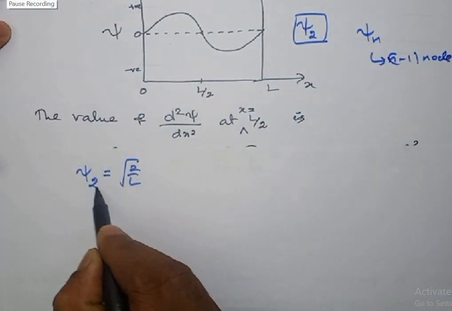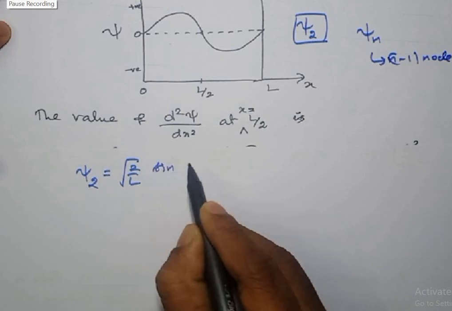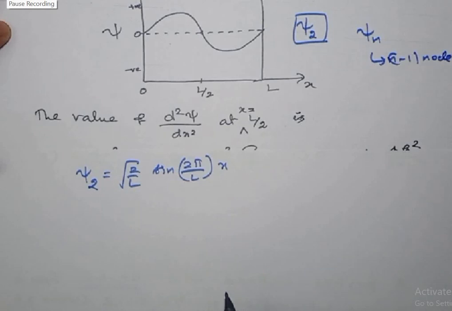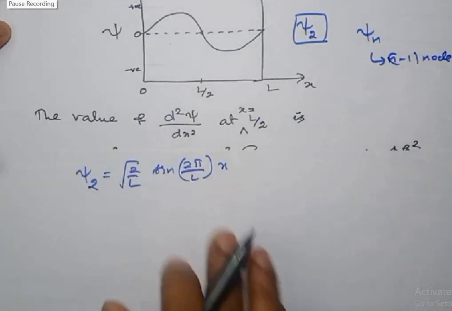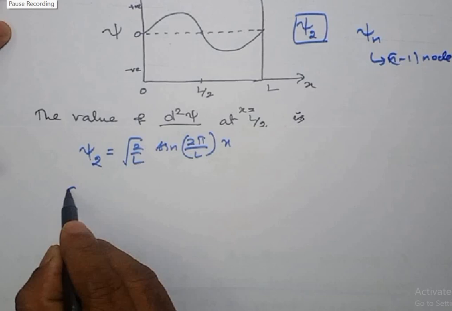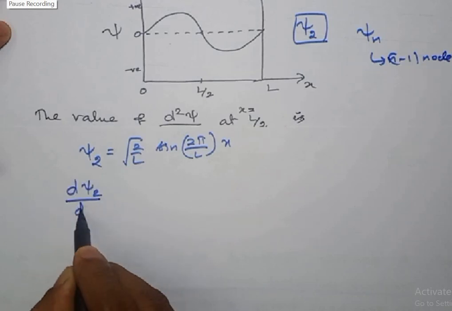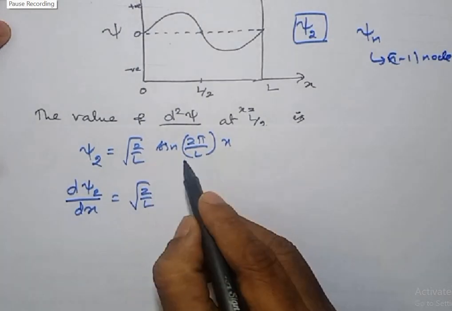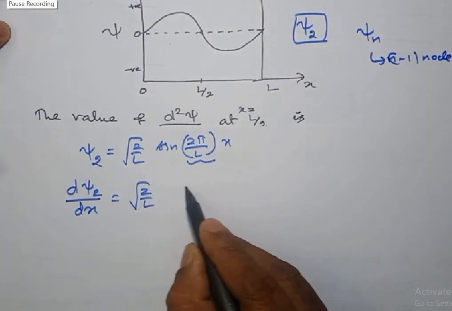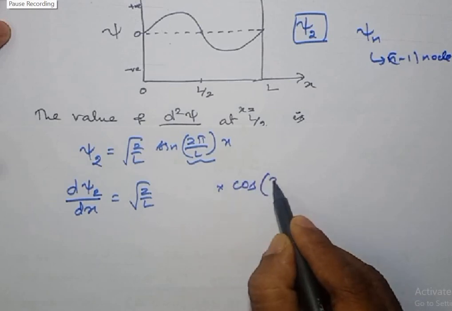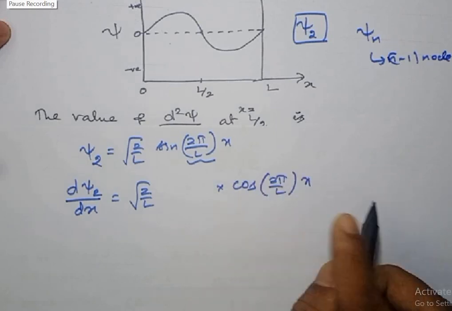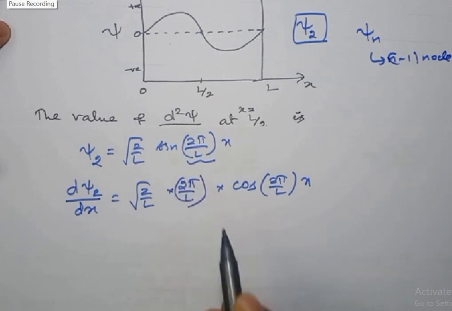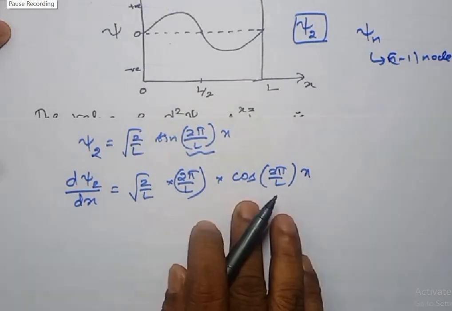For psi 2, the wave function is square root of 2 by L into sine 2 pi by L into x. In the place of n, you put 2. Now differentiate this 2 times. First time I will differentiate this with respect to x. Square root of 2 by L remains as such. Take this as sine ax; if you differentiate, you will get cos ax, and the coefficient of x is 2 pi by L, so I will write that 2 pi by L as such. This is differentiation once.